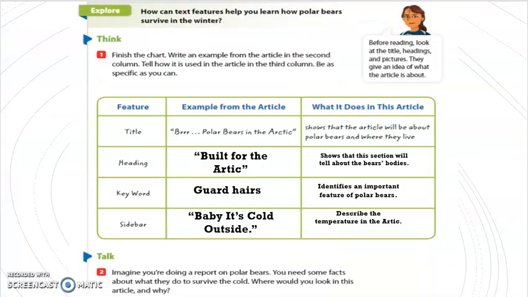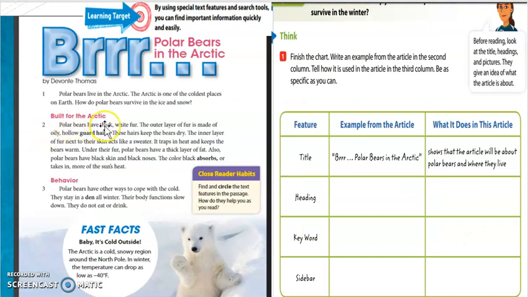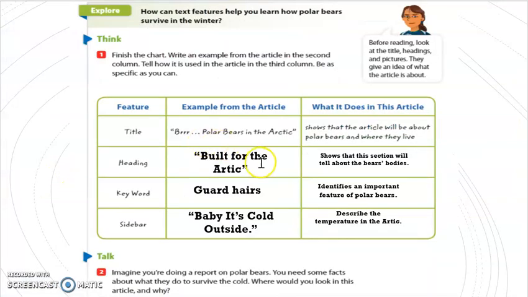Welcome back, boys and girls. Did you complete your graphic organizer? I knew you would. Great job. Let's see if you found some of the things that I found for my graphic organizer. For heading, I chose Built for the Arctic. I saw that right here. If you chose behavior, that would be correct as well.